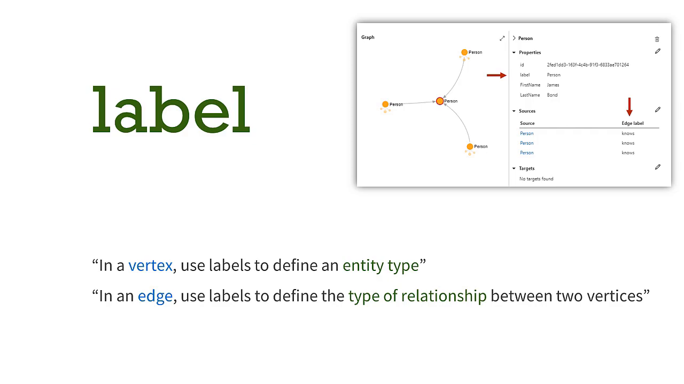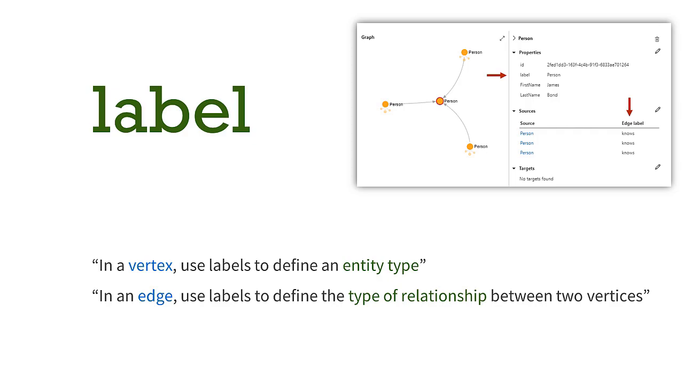So on the top right, you see a quick view of Cosmos DB, and notice that the properties of the vertex have an ID and a label. Here the label is person. Notice also that this vertex already has relationships to other vertices via edges. And if you look at sources, you can see that for every source, the edge has a label.